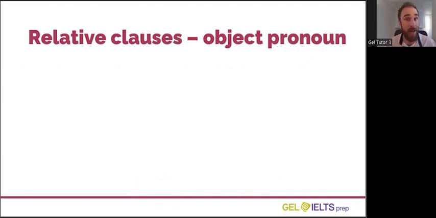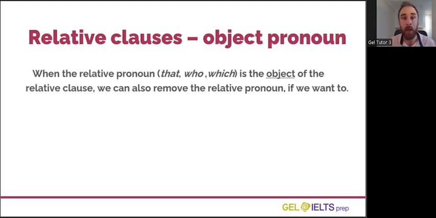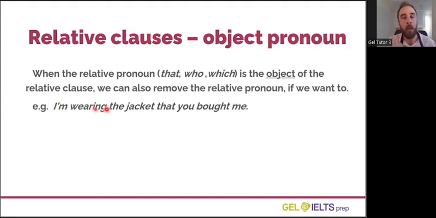When the relative pronoun is an object, there is something else we often do. When it's the object of the relative clause, we can sometimes remove the relative pronoun if we want to. For example, I'm wearing the jacket that you bought me. What is the relative pronoun? It's that. Okay, so what happens when we remove it?